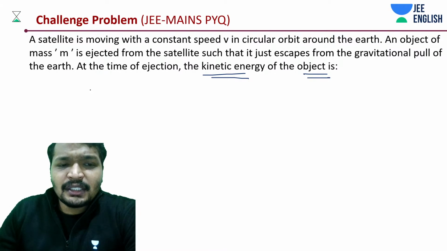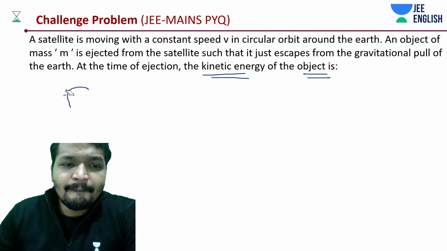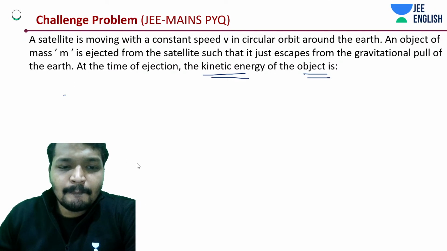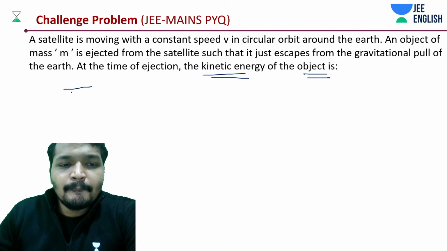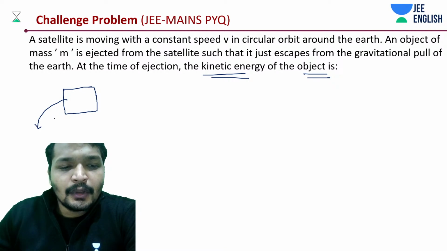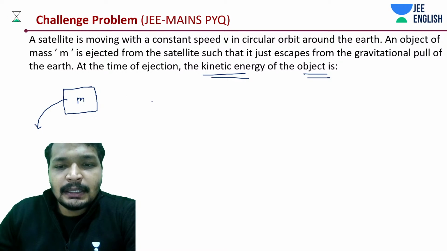So there's an object that is already rotating. This object has mass m.